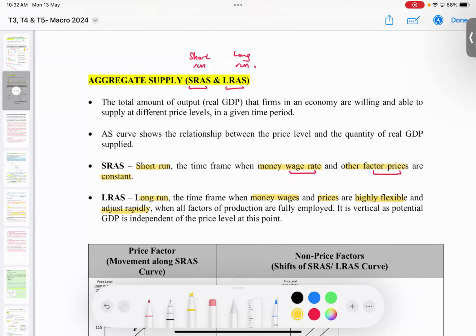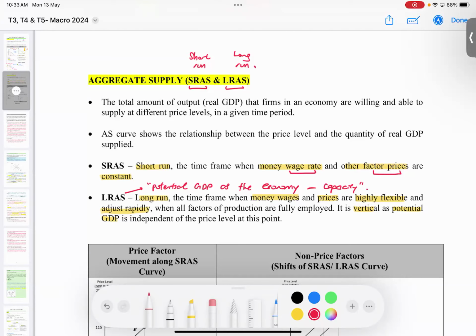I want you to remember that long run aggregate supply is vertical. Why? Because it shows the potential GDP in the economy. You can think of long run aggregate supply as the potential GDP of the economy. That is your capacity, so it's a vertical line. And remember, long run is a time period when all the factor prices are flexible. They can ask for higher wages and the factor prices can adjust flexibly.